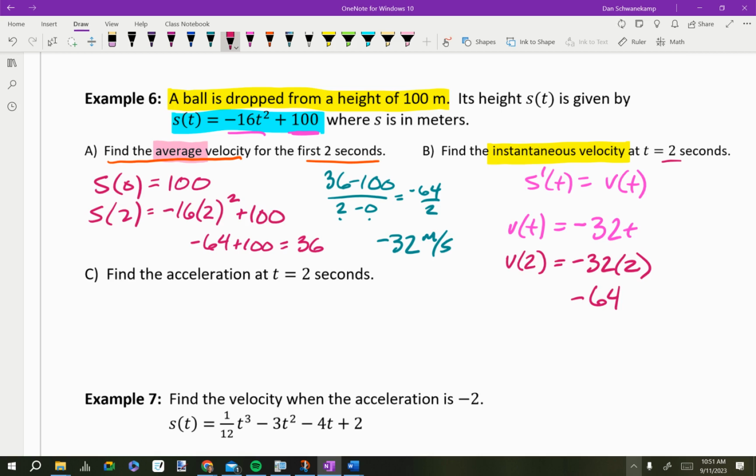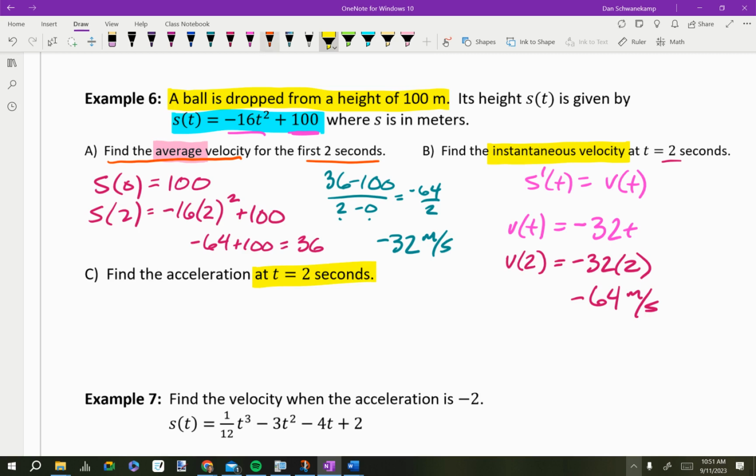So what do you think my units are going to be? Still meters per second. Okay, meters per second. We found it differently, but the units are still the same. When we take the derivative, we added a time unit to our denominator. It was in meters, so now it's meters per second. Good there. Part C says find the acceleration at t equals 2 seconds.